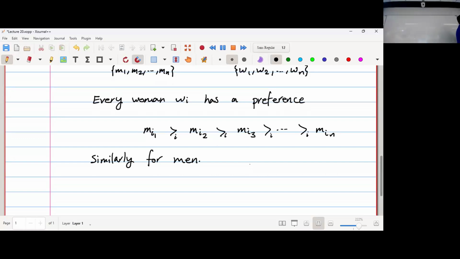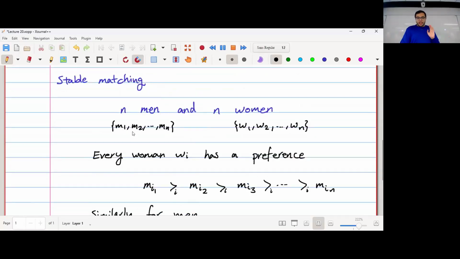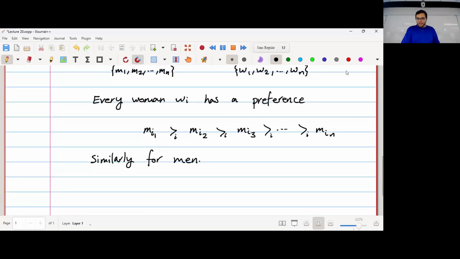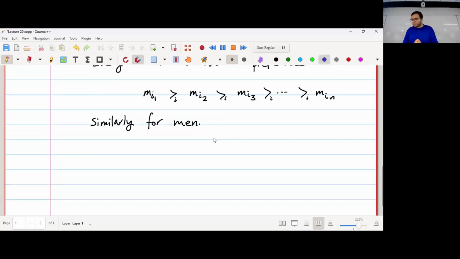And we assume that everyone is willing to marry everyone else. So imagine that we have a complete bipartite graph, and we want to match every man to a woman, and we can make any kind of matching that we like. But there is a problem of lack of stability.